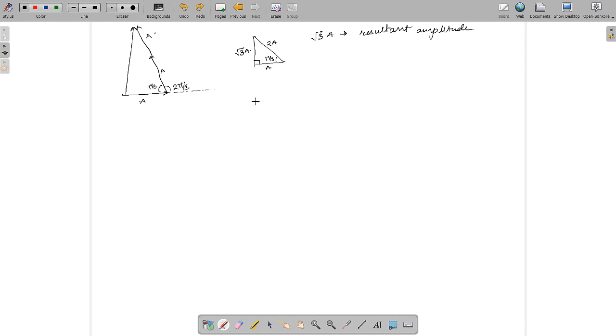Now, the intensity corresponding to amplitude A was I. So we can say I is proportional to A squared. The intensity at point P should be proportional to root 3 times A, squared, which is nothing but intensity at P is proportional to 3A squared. So we can see from this that I is proportional to A squared and intensity at P is 3A squared. So we can say intensity at P is 3 times the intensity at the sources. Thank you.